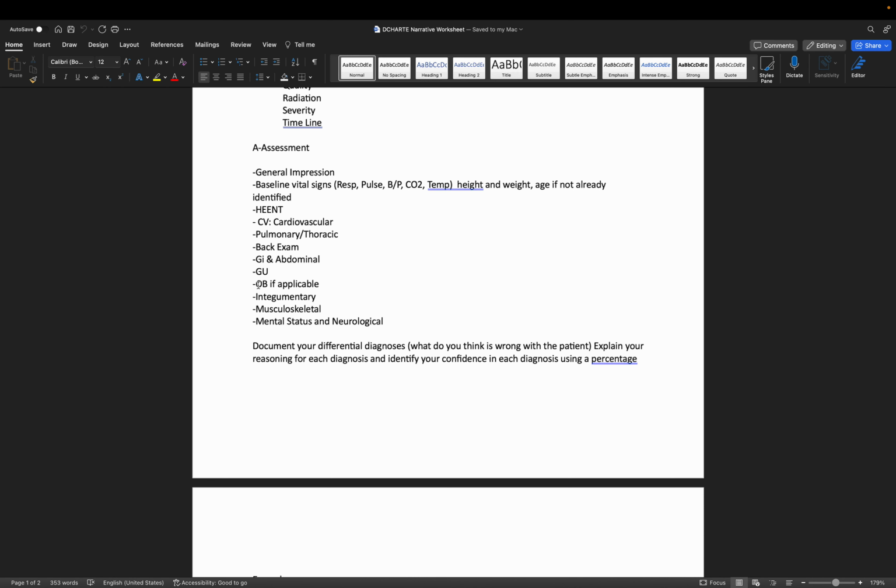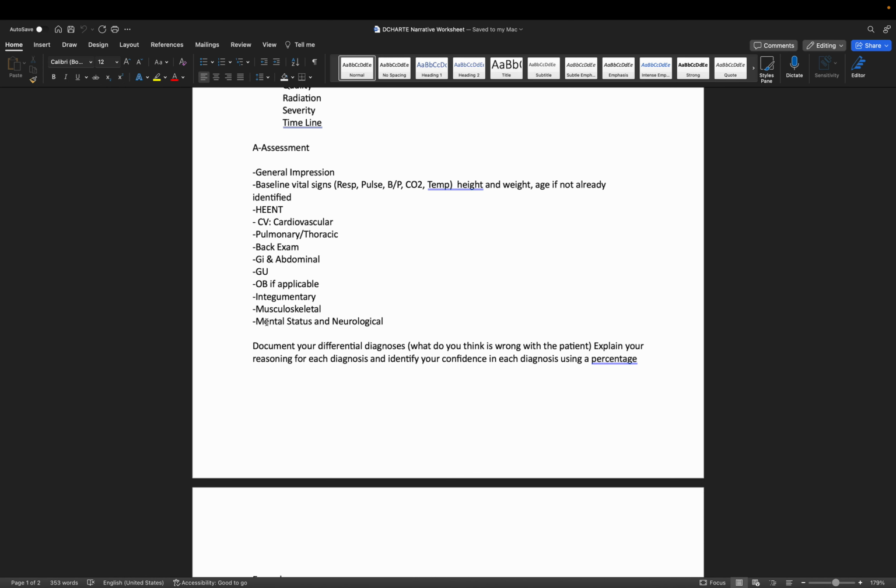Okay, an OB exam may not be applicable. The integumentary, that's looking at the skin, right? What is the condition? What is the color? Is it warm and dry? Is it pale and diaphoretic? What's the capillary refill? Are there any abnormal colors, right? Such as jaundice. Musculoskeletal exam, all right, arms and legs.